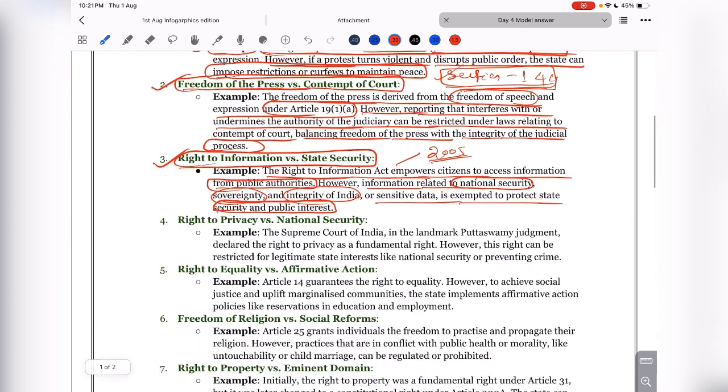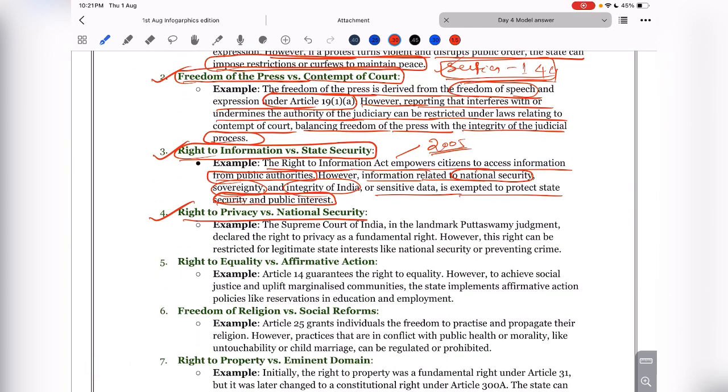Okay, then right to privacy versus national security. The Supreme Court of India, in the landmark Puttaswamy judgment, declared that the right to privacy is a fundamental right under Article 21. ठीक है, however this right can be restricted for legitimate state interests like national security or preventing crime. जैसे, you have the right to privacy, that means your information cannot be accessed by anyone, but for national security, for national interest, it can be accessed to bring more benefit to the society.